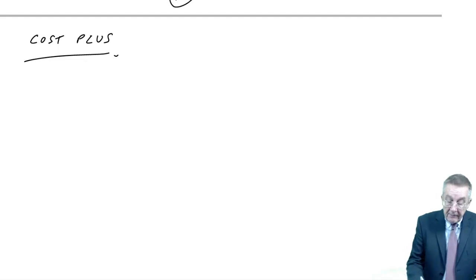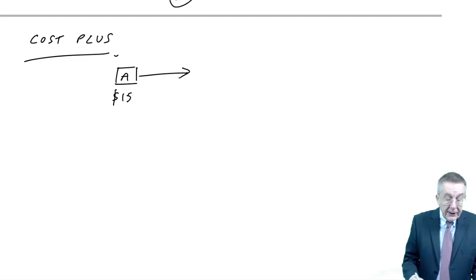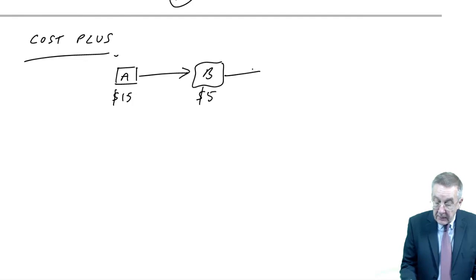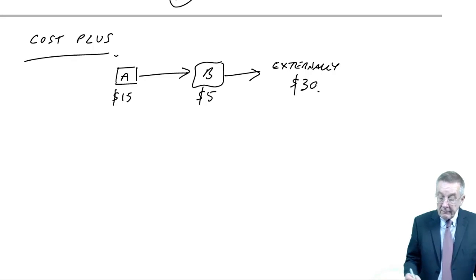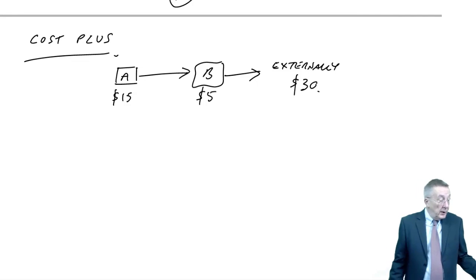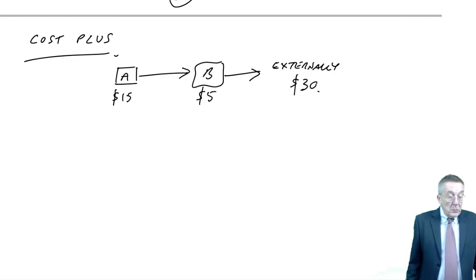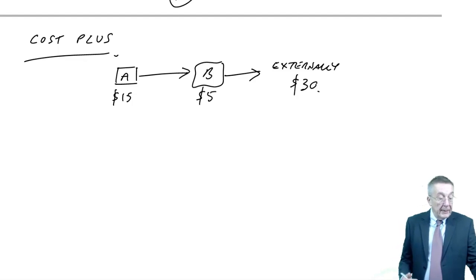But in example 2, again we've got division A, which has costs of 15 a unit. They're transferring goods to division B. They've got these extra costs of $5 a unit, and division B is selling externally at 30 a unit. So exactly the same as the previous one, with, I hope, different numbers. And ignore the transfer price for the moment. I'm going to do the requirements in a different order.